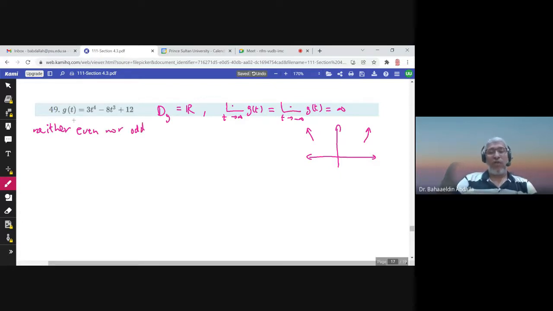Because g of negative t is not equal to g of t, and also g of negative t is not equal to negative g of t. All right, let us find no vertical asymptote, no horizontal asymptote as usual. It's a polynomial. So let us find g prime of t. 12t cubed minus 3 times 8, 24t squared. Well, I can take 12t squared as a common factor. So I have t minus 2.